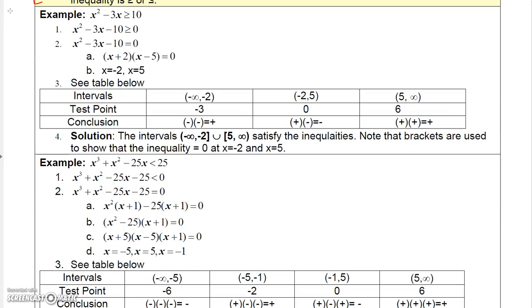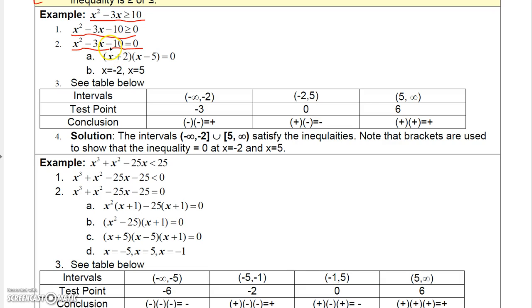So okay, now let's say we wanted to solve a polynomial inequality that looked like this: x squared minus 3x is greater than or equal to 10. Well, the first thing you want to do is get all your terms on one side of the inequality. So let's write that as x squared minus 3x minus 10 is greater than or equal to 0. Then in order to find the values that you need, you're going to set that equal to 0.